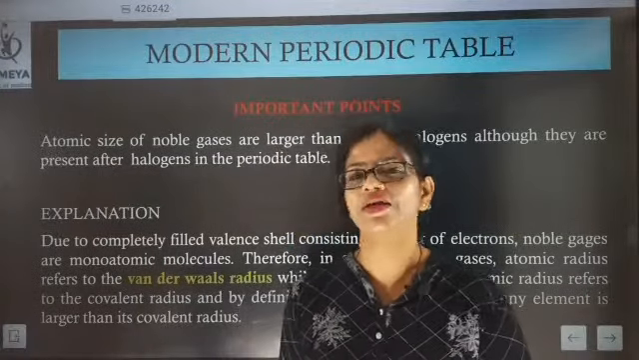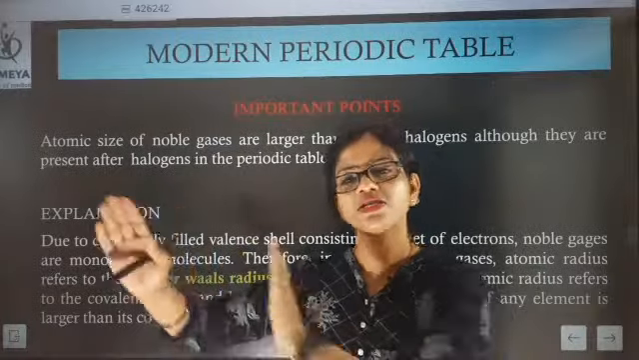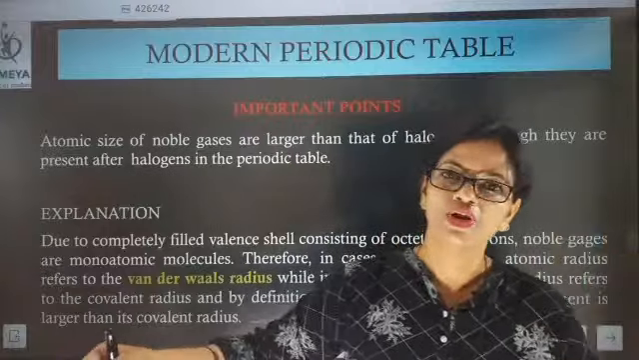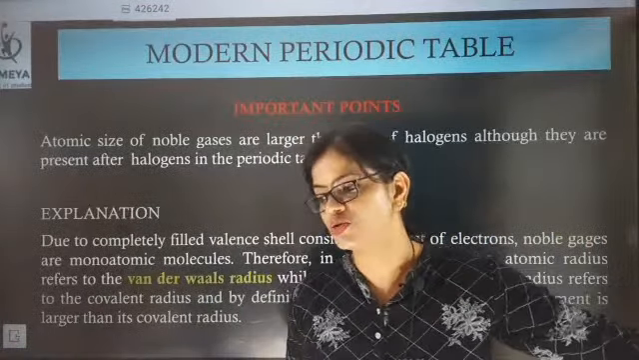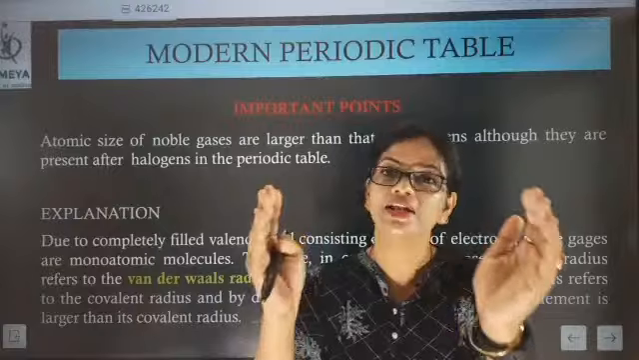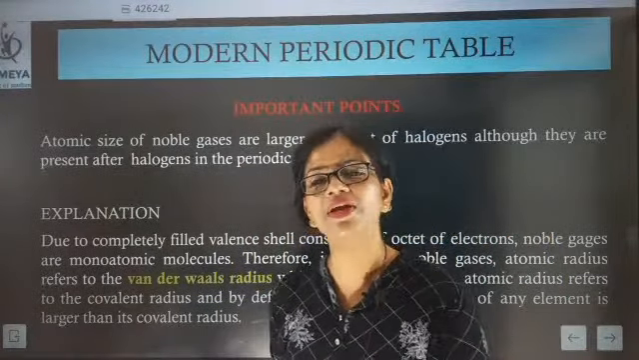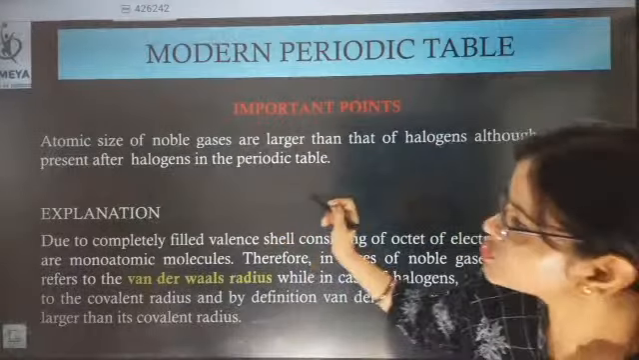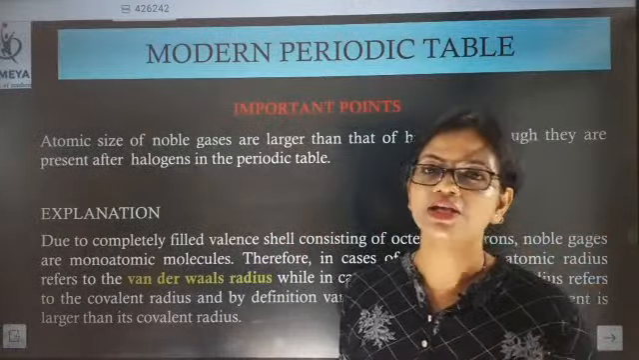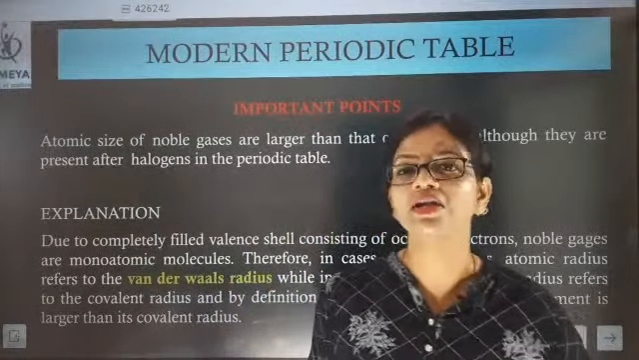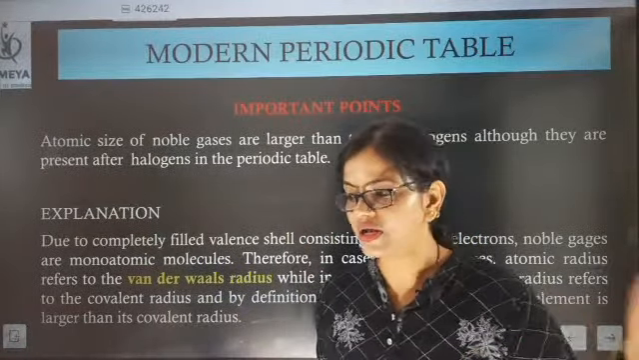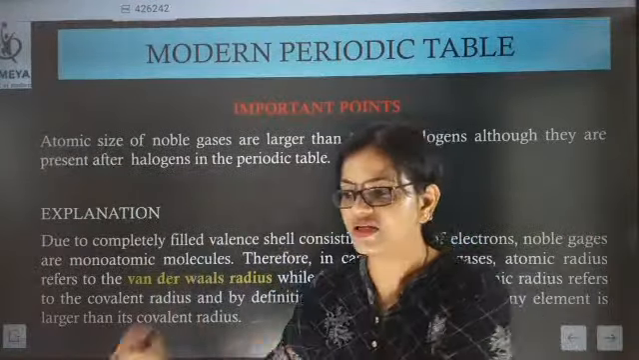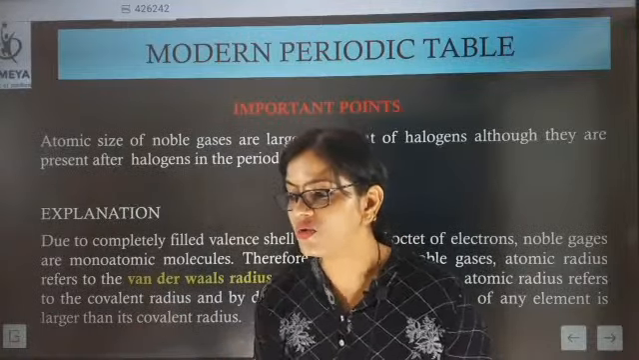So the question here is, what happens when there is a decrease in atomic radius from lithium to fluorine, but suddenly when we go towards the noble gas, the atomic radius increases. What is the reason behind the increase in atomic radius? Why is the atomic radius of fluorine less, but the atomic radius of neon, which comes right after fluorine, is bigger? What is the reason behind it? What is the van der Waals radius?